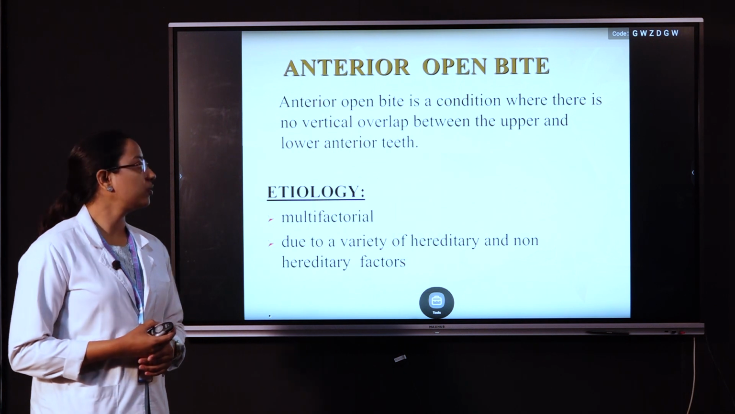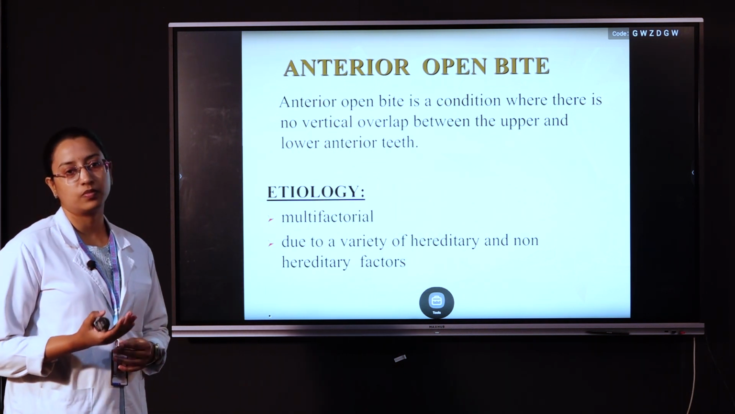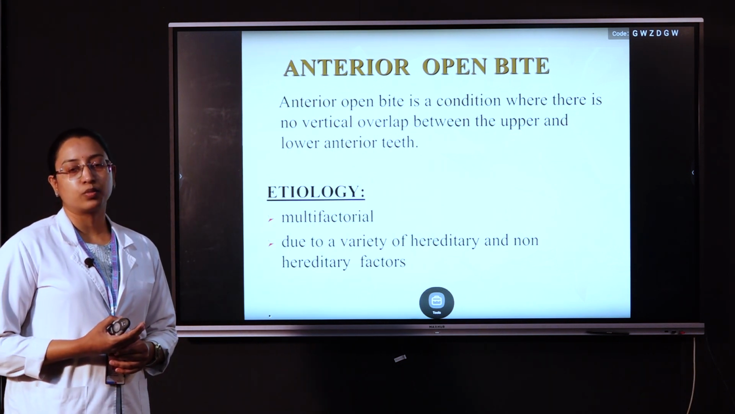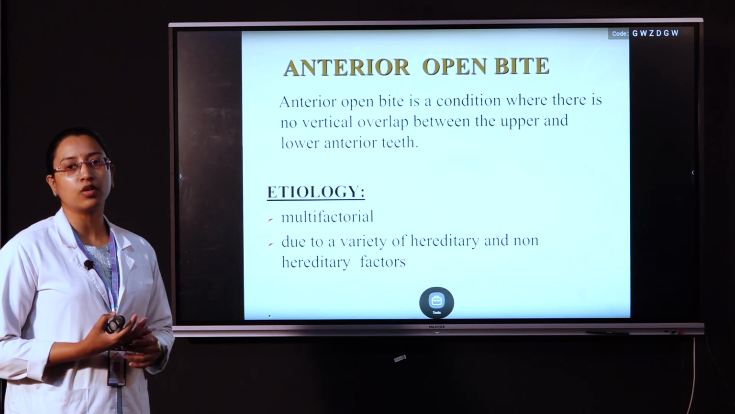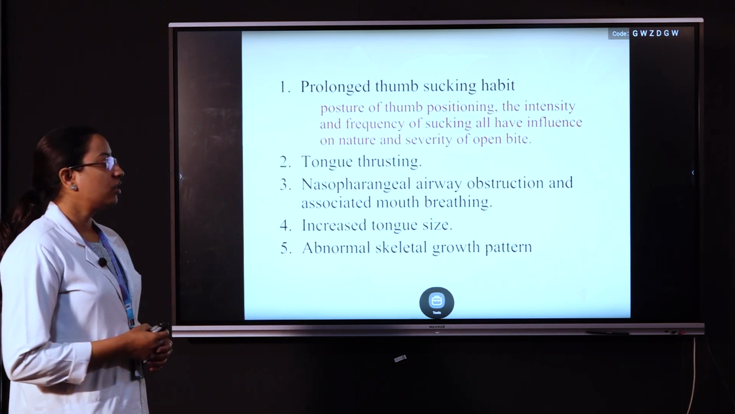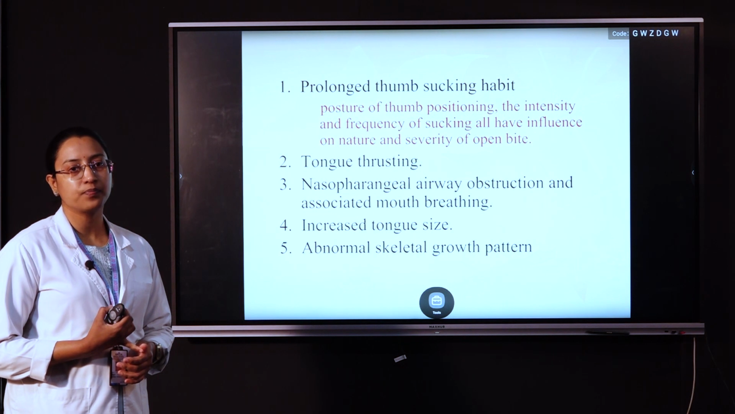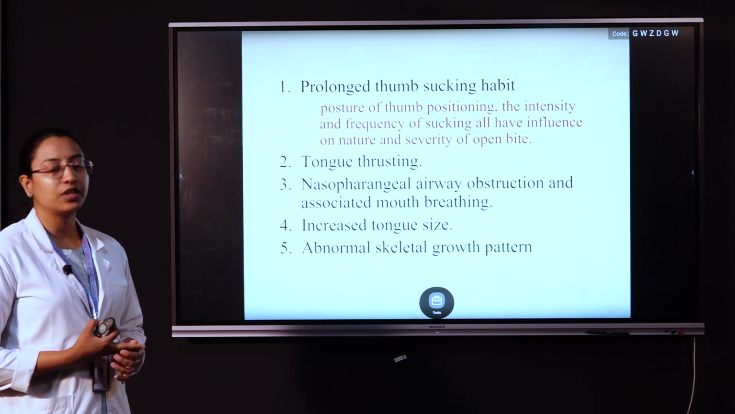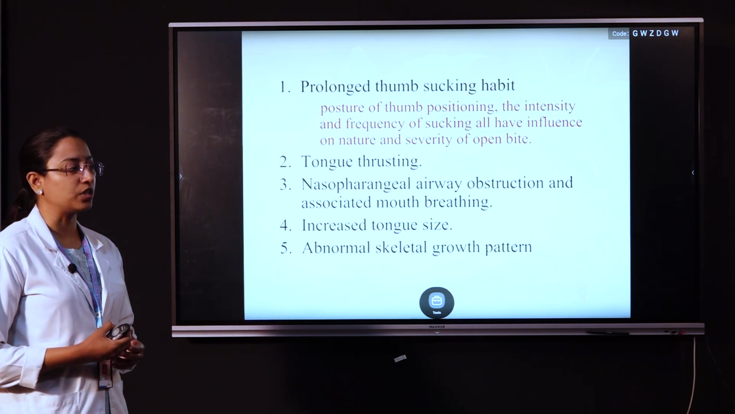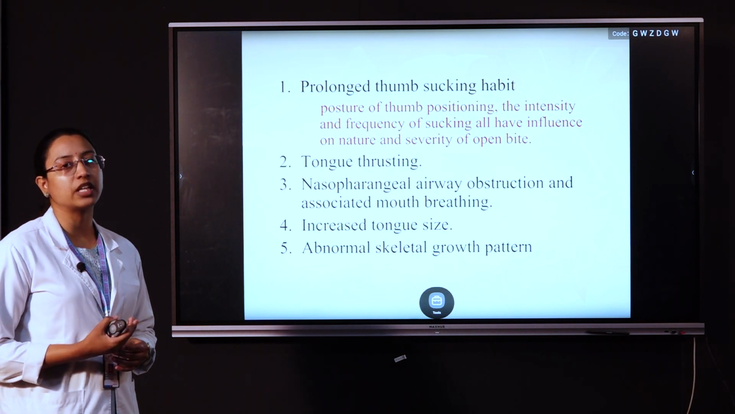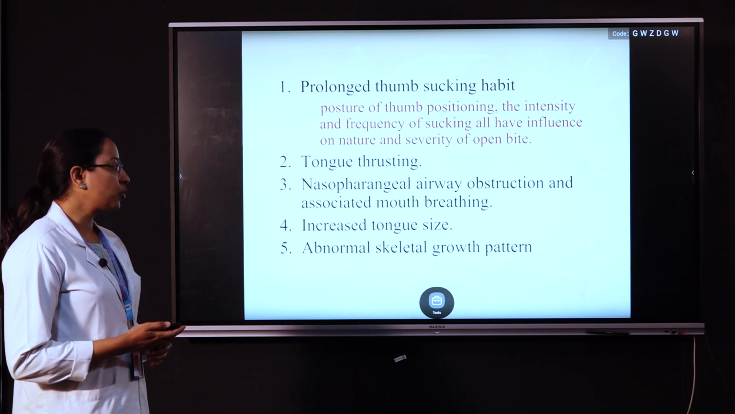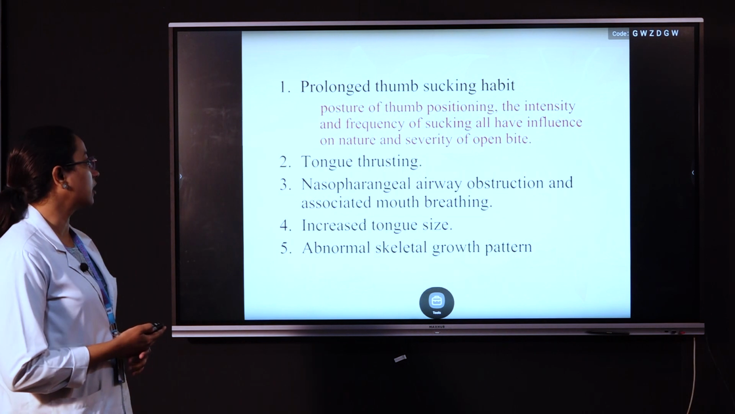Anterior open bite, so basically it is a condition where there is no overlap between the upper and lower anterior teeth. So what causes this anterior open bite? It could be a hereditary or a non-hereditary condition and it can be a multifactorial issue. Habits such as thumb sucking, tongue thrusting, sometimes even mouth breathing associated with any nasal obstruction can result in this kind of malocclusion. The intensity of the habit will also decide the severity of the condition that we see. Then the presence of a large tongue and abnormal skeletal growth pattern can also contribute to this malocclusion.